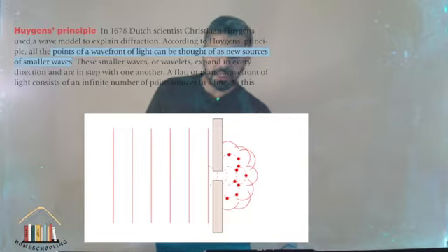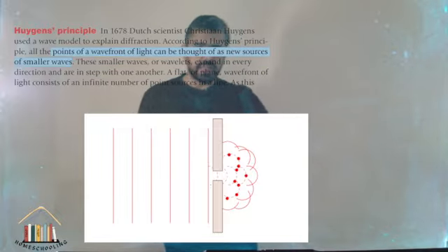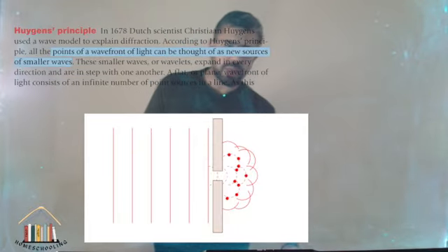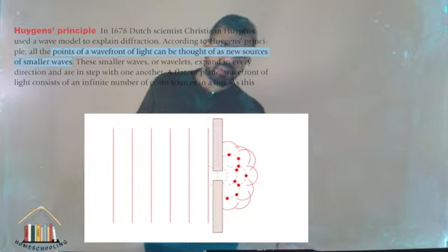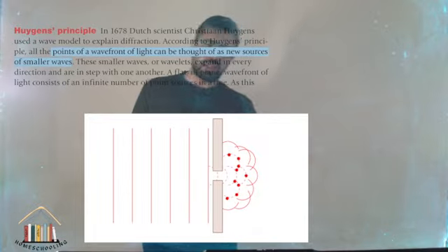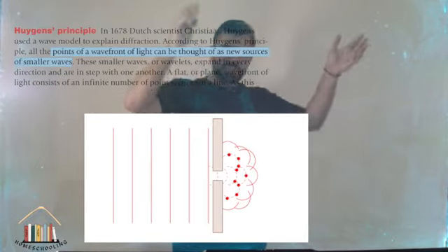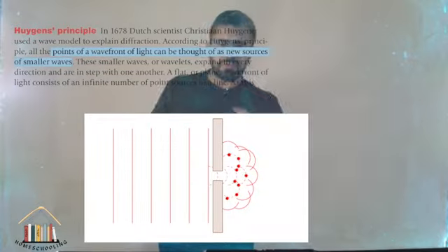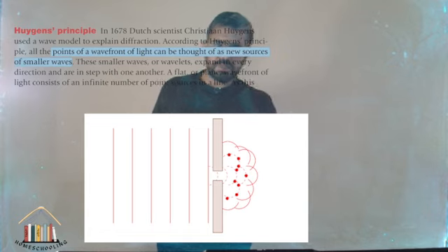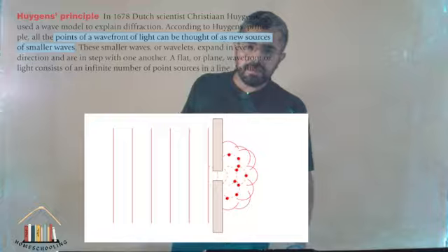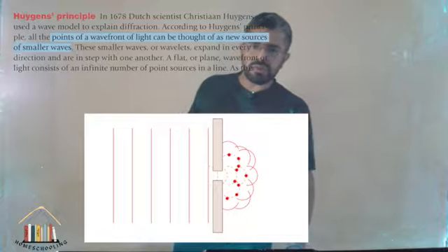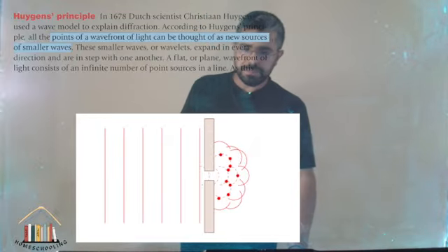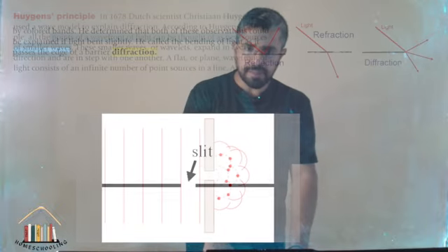As you see here, every point in the graph acts as a new source of light, and that's why we can notice different waves at the same time. They interact together and they go in all directions. So all the points of the wavefront, and remember this is the wavefront here, can act as a new source of small waves.